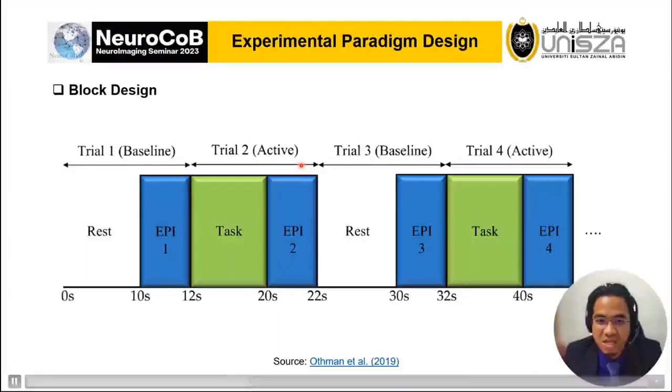Each condition is interleaved with one another. What I mean here is that there is condition A, condition B, and then repeat condition A and condition B. So this is an example of block design.